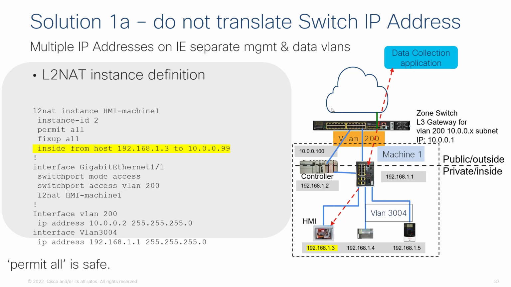And you'll notice now we have an IP address on VLAN 200, which is in the public space, and it is unique. And we have an IP address on VLAN 3004, which is 1.1, and that is the gateway for the machine itself. And you would consistently put this IP address on every machine instance. So machine 2, machine 3 would all have an interface VLAN 3004 with the 1.1 IP address. And again, the permit all is safe in this particular case.